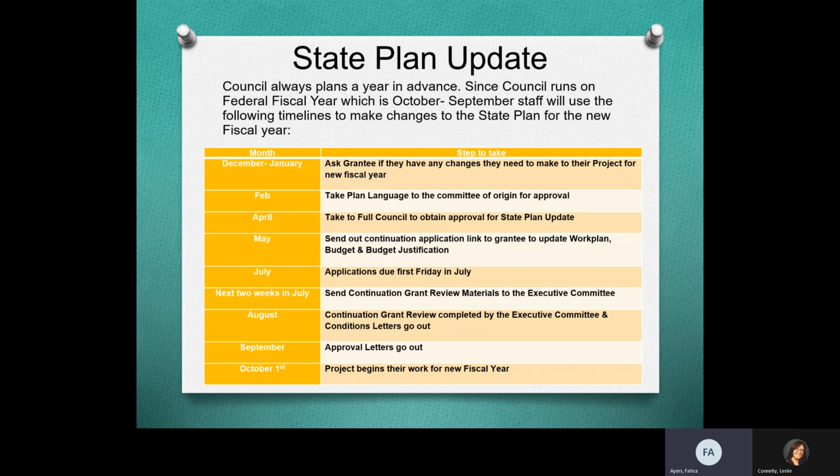which is an application for the next fiscal year. And that link is your application. It will ask you to update your work plan, your budget, and budget justification. And you will have until the first Friday in July to send that to us. It's very simple. You go on the DD Suites and it'll get done.